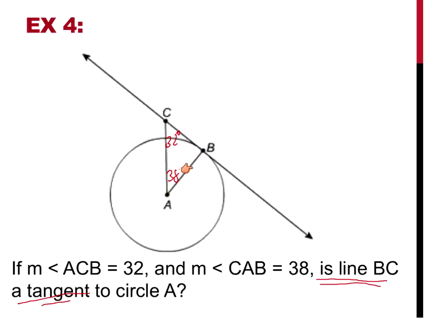So if I know two angles of my triangle, can you guys please solve for that third one? Let's solve for it. Let's see. Is it 90? Is it not 90? What is it going to end up being?